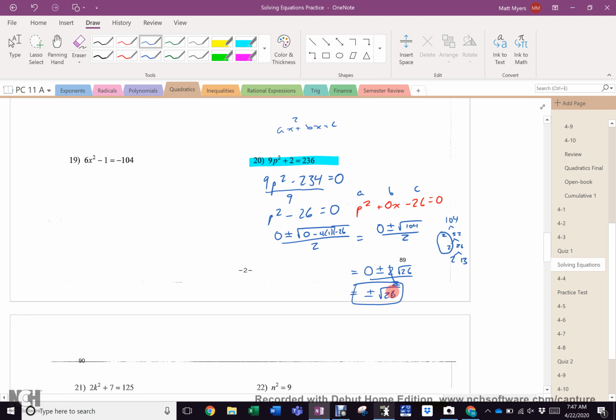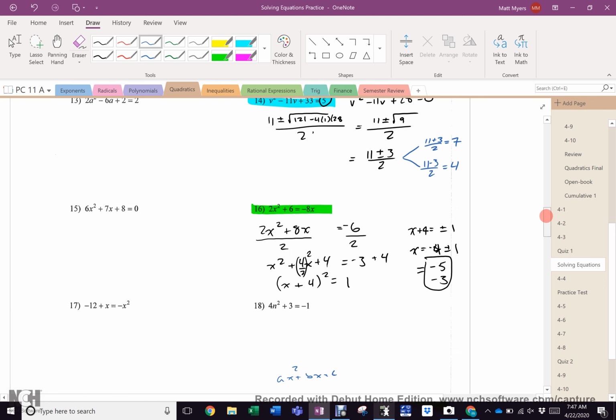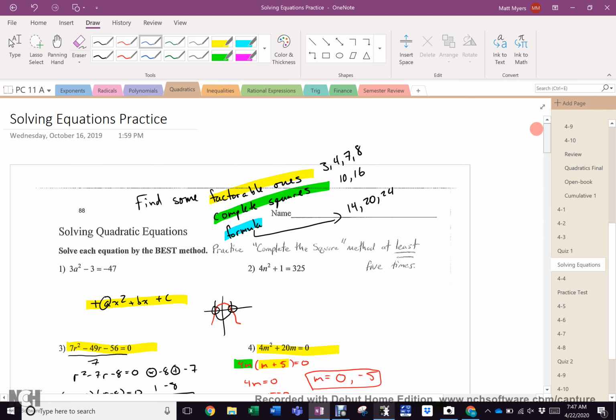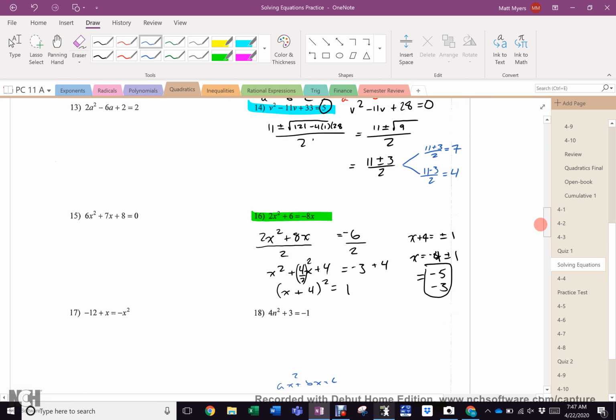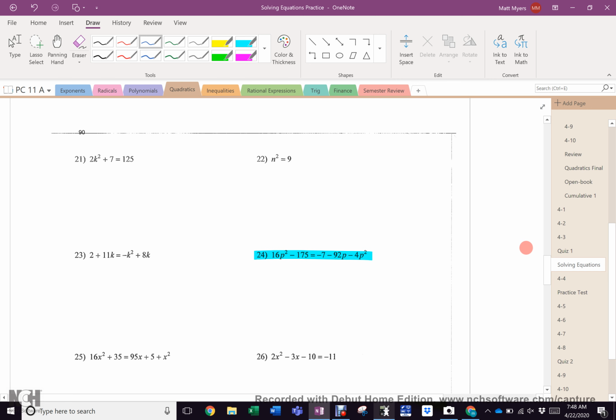Of course, if we were in real life, we would use our calculator to find the root of 26, which is like 5.1. So this answer is plus or minus 5.1. And then I think that's it. Oh no, I asked you to do 24 too. So 24 is a mess because it's all over the place, but you already know what to do. Just get them back looking normal.